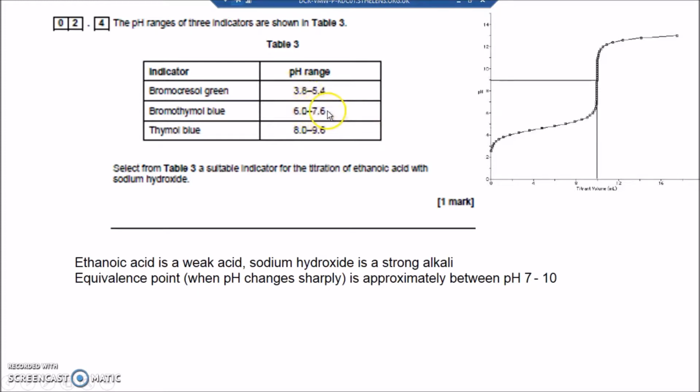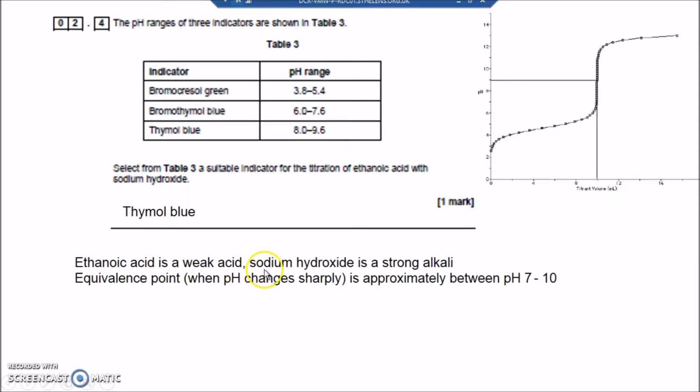Could be bromothymol blue, I suppose. 6 is right on the limit. I probably want 7. 7 is where it's starting to rise quickly. Thymol blue, 8 to 9.5. 8 to 9.5 is right in the middle of the limit. So thymol blue is the one to use. Bromothymol blue is a little bit low at 6. It's not quite started on the equivalence point. It's not quite started rising sharply. I'm going to go with thymol blue.